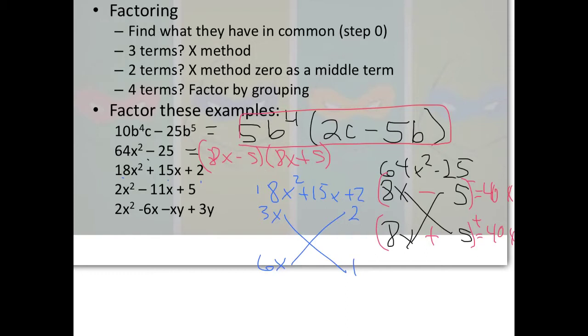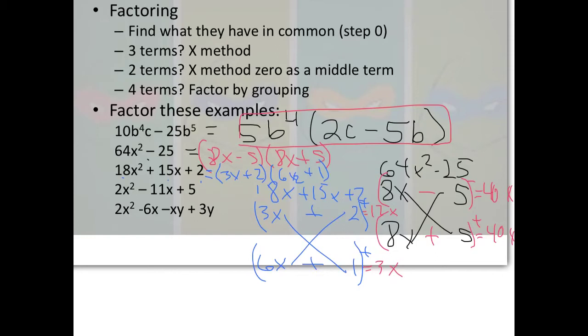Multiply on the x. 6 times 2, and that's 12x. 3 times 1, 3x. Will those ever give us 15x? The answer is yes. You just have to add them, which means they're both positive, which means there's a plus here, plus here. Add your parentheses. We have our factors. So the answer is 3x plus 2 times quantity of 6x plus 1 and its factor.